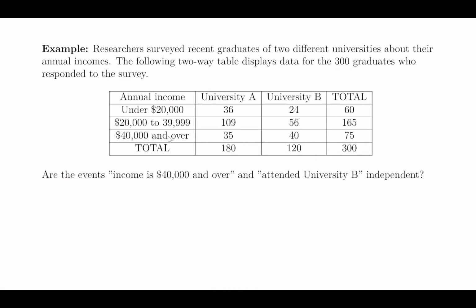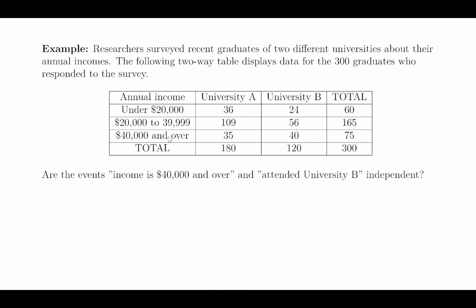We want to see if the university that you go to influences your annual income. If they're independent, the university has nothing to do with your annual income. If they're dependent, it means that depending on which university you go to, you're more likely to make more money. All right. Any questions so far?